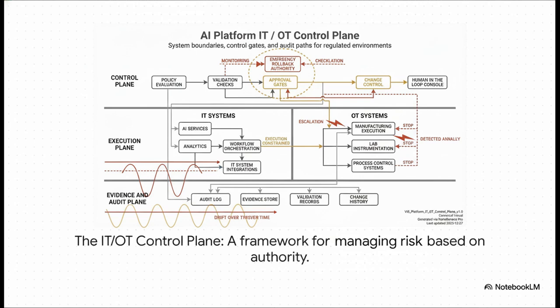This framework here shows us how to actually manage all of this. It's called an IT/OT control plane. Let's just break it down real quick. Up top, you've got the control plane. That's where you set the rules and policies. In the middle is the execution plane. That's where the AI is actually doing its thing. And then at the bottom, the evidence and audit plane is capturing a permanent record of everything that happens.